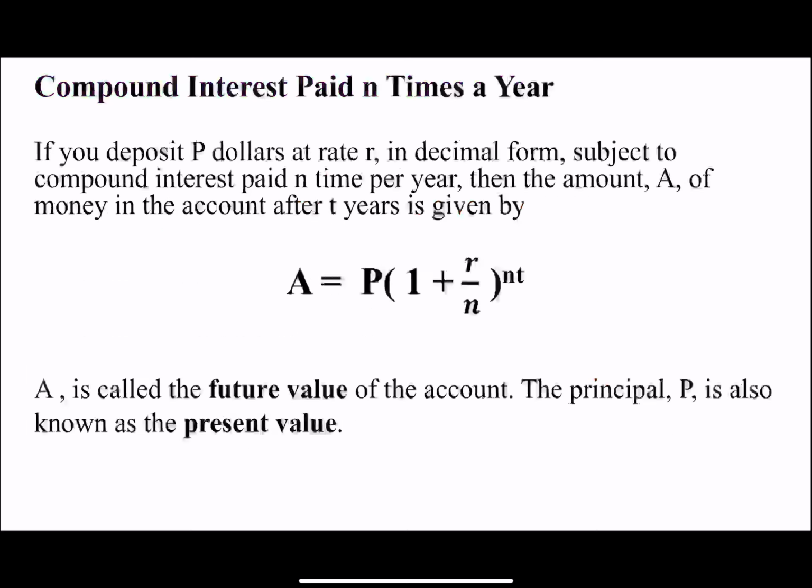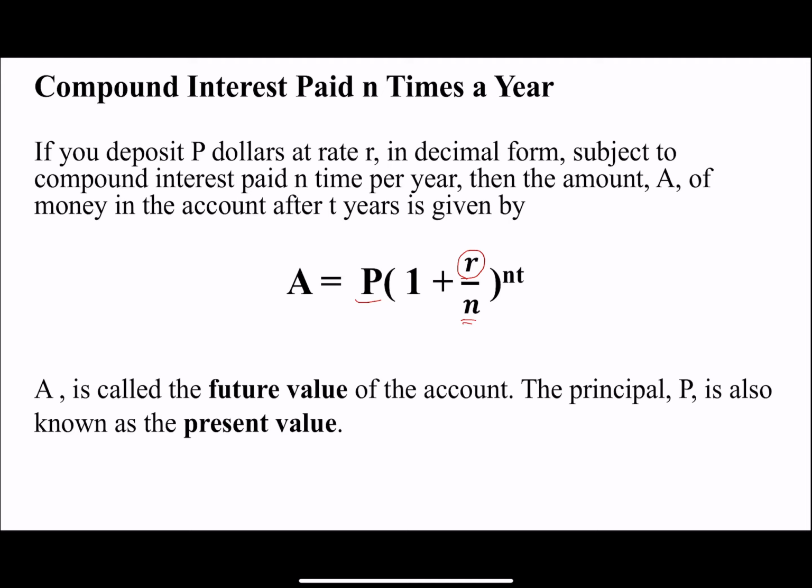So here's the equation that we have: compound interest paid n times a year. Let's say you deposit P dollars, that's your present value or principal P, at a rate of r. r needs to be in decimal form when you want to calculate it in this equation. And it's subject to compound interest that is calculated n times a year. So that's n, how many times a year they are calculating your interest.